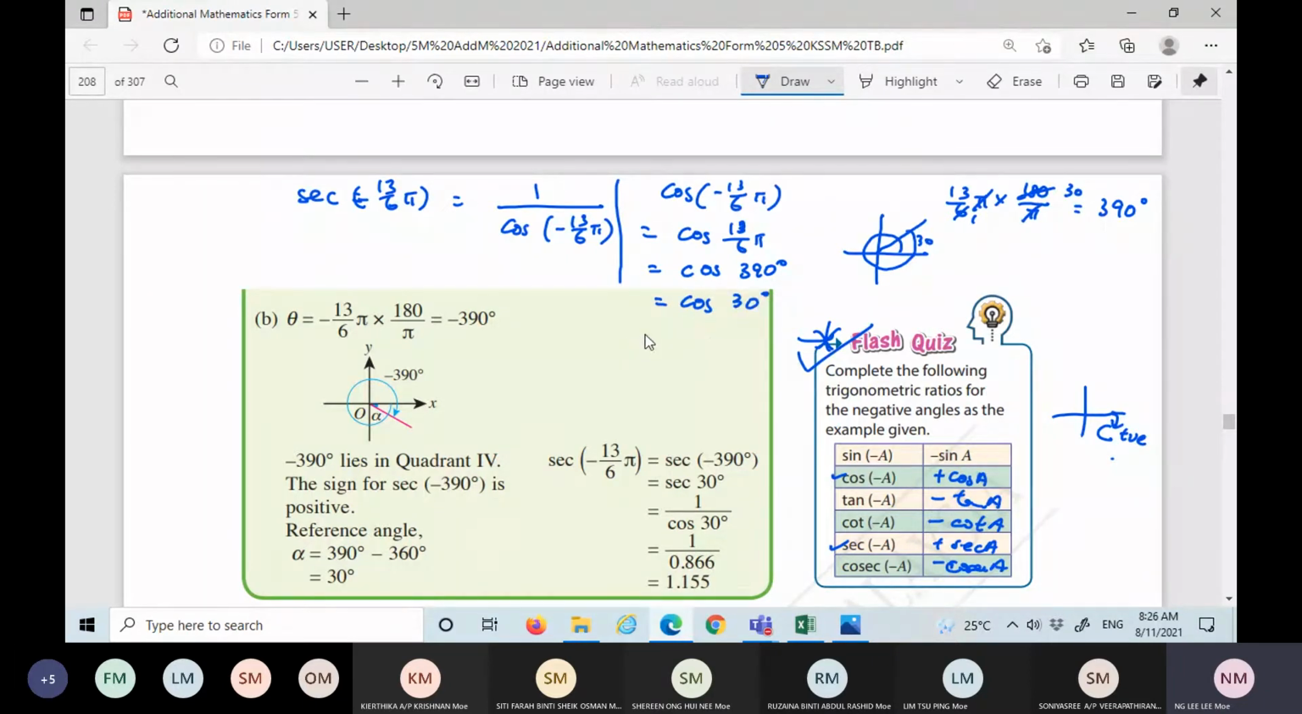So complicated. Next, cos 30 degrees is very simple, the reference angle itself. So now we see.